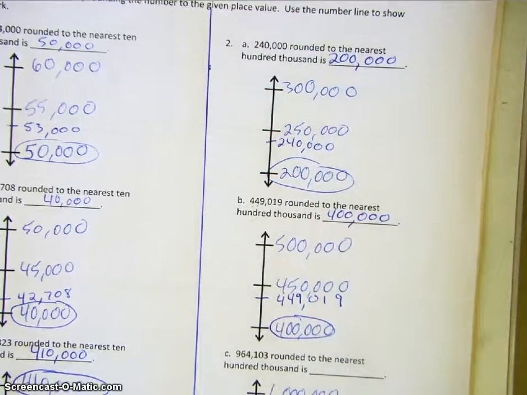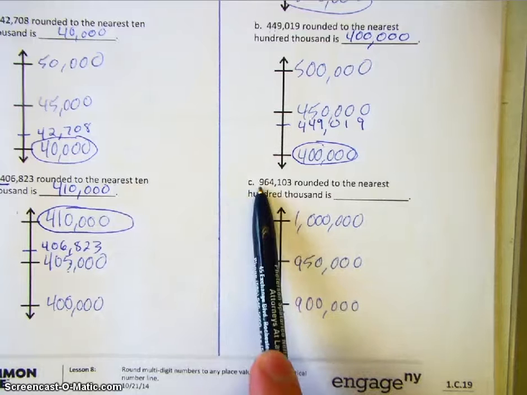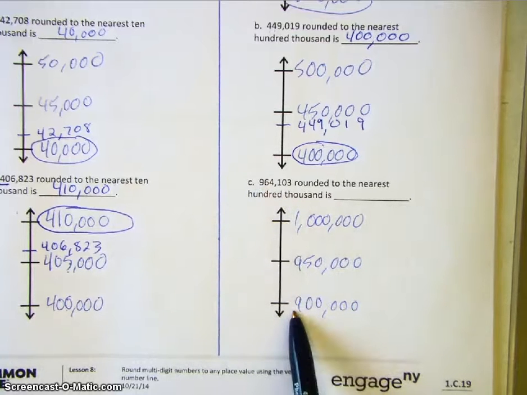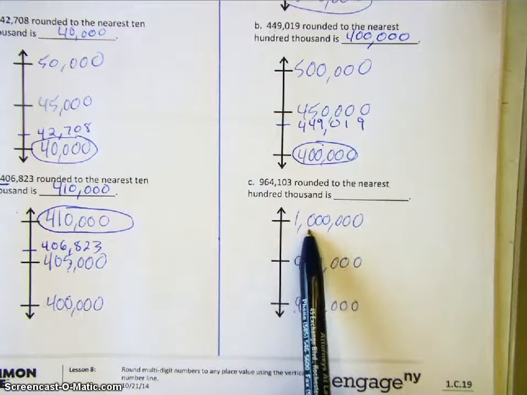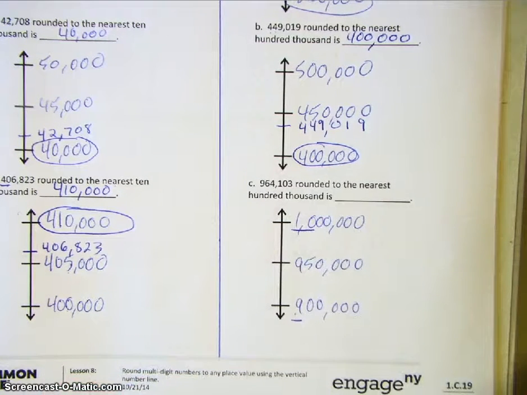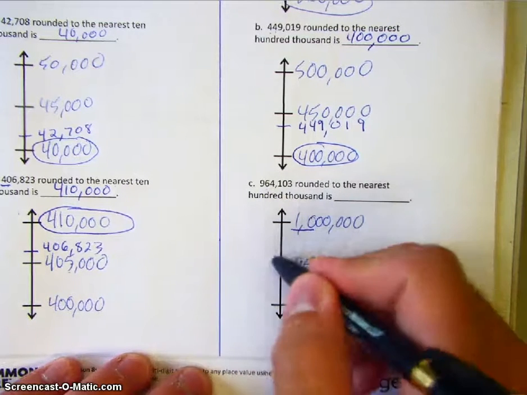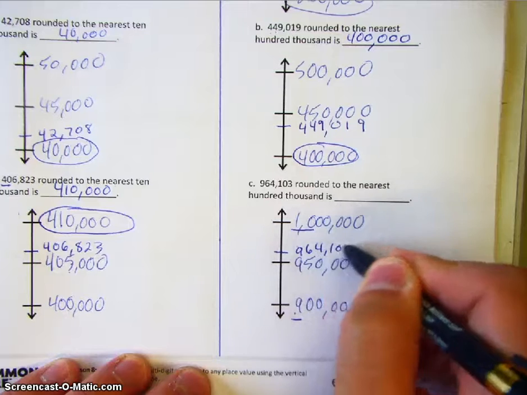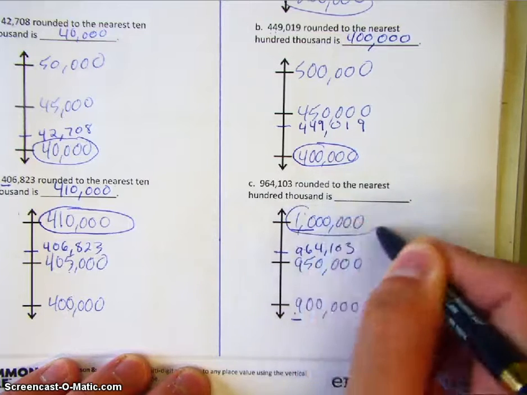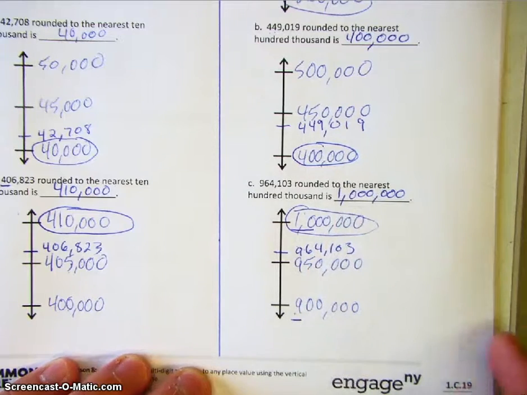Okay, and then finally our last one. We have 964,103. Okay, so we're starting off with 900,000s. One more is 1,000,000, or 1 million. So the 6 in the 10,000s place tells us that we're past our midpoint. So we need to round up to 1,000,000, also called 1 million. Okay, so moving on to our word problems here.